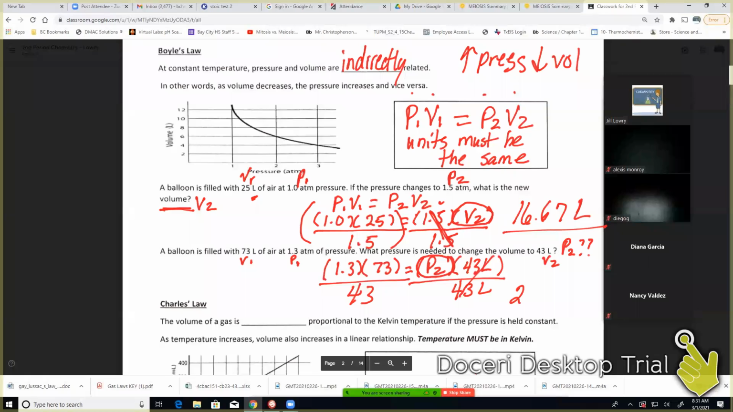I got 2.21. And what would my units be? I'm trying to find pressure. ATM, exactly. P isn't a unit. P is just saying that it's for pressure. So since my other pressure was ATM, then this one would be ATM. So that one is Boyle's law, and then we're going to look at Charles's law. The math is the same. You're just comparing two different things.